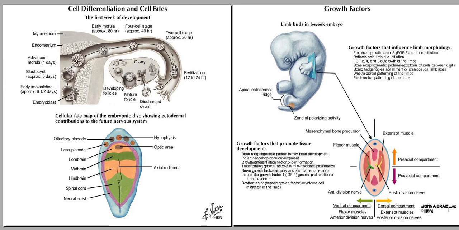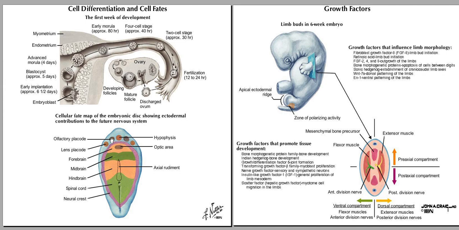Now I hope this is very very clear. The cell differentiation and cell fate: the mature follicle, ovulation occurs, fertilization occurs, the 2 cell stage, 4 cell stage, the early morula, and then finally the embryoblast and the blastocyst. You could see over here the blastocyst cavity, the cytotrophoblast and syncytiotrophoblast over here. There's the myometrium, endometrium, myometrium over here.